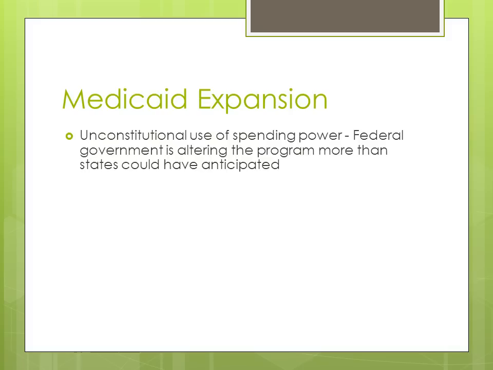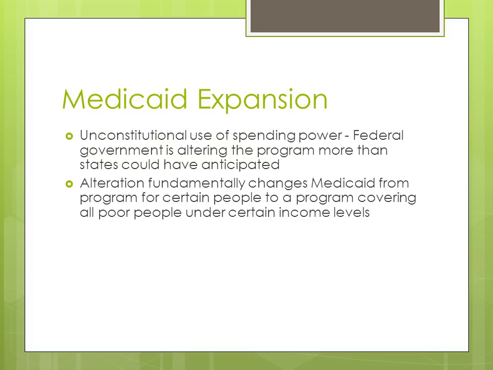Now, the expansion says that every poor person out there gets health insurance if they don't have an income above 133% of the federal poverty level. The Supreme Court says that's a fundamental shift in how Medicaid operates. That's something the states could not have predicted or anticipated when they signed up for Medicaid. When they signed up, it was a more restricted group of people who were going to benefit from this federal-state creation, and it was not really geared towards covering all poor people regardless of their circumstances.